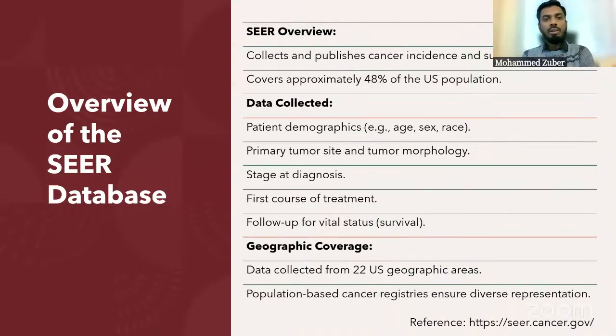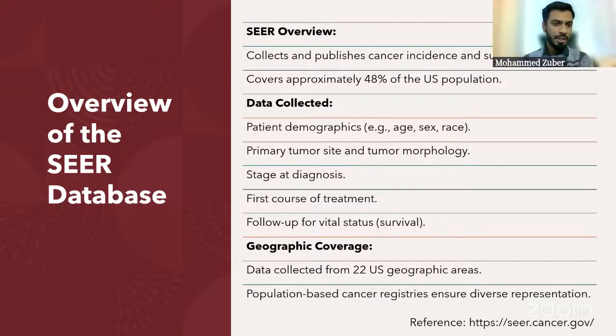So, talking about the overview of the SEER database. It collects and publishes cancer incidence and survival data, and it covers approximately 48% of the US population. So it becomes a representative sample of the overall United States population. There are numerous variables available. For example, it has patient demographic details such as age, sex, race, ethnicity, and marital status. It also has information on the primary tumor site and tumor morphology.